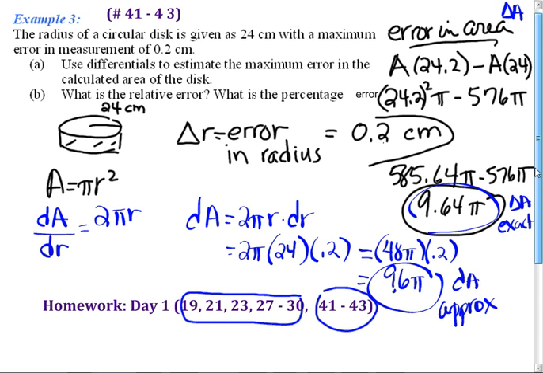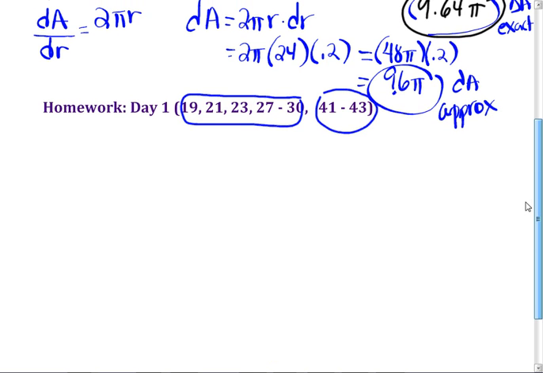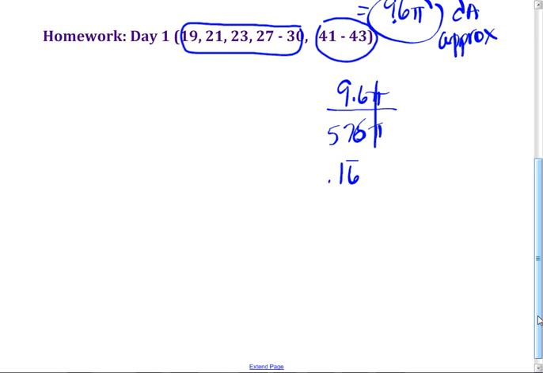Okay, then it asks for what is the relative error. Hey, guys, how do you find the relative error? You remember from science? Take 9.6 pi divided by the actual area, which is 576 pi. And that works out to be 0.016 repeating. How do I write that as a percent? Ricardo, how do I write that as a percent? Multiply by 100% and you end up getting 1.6 repeating percent. That's a pretty small error.